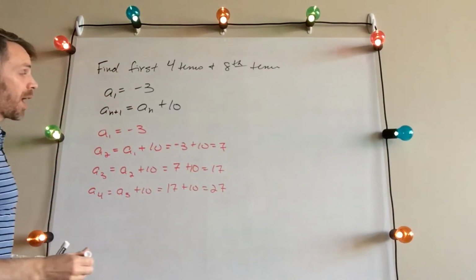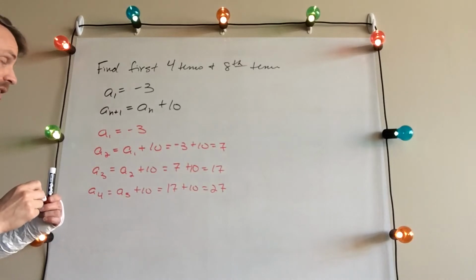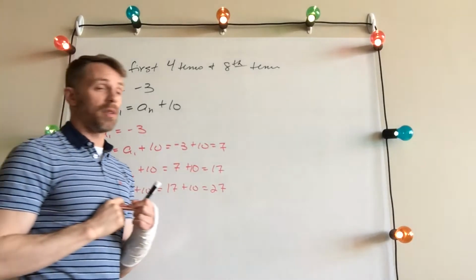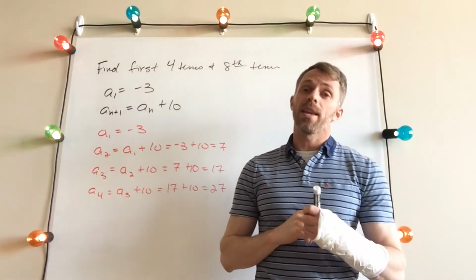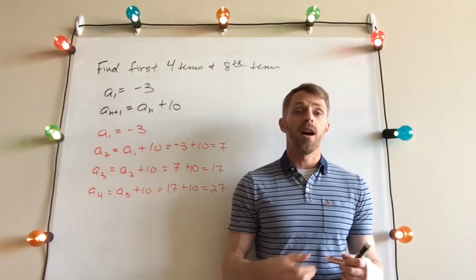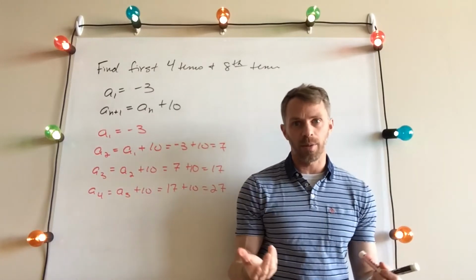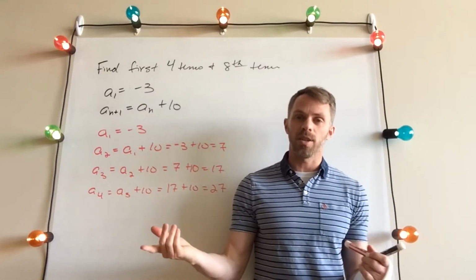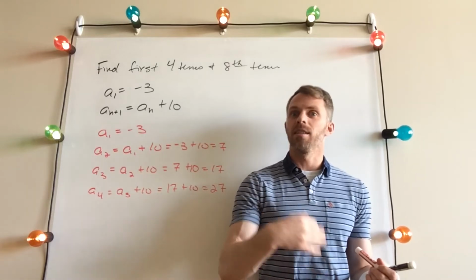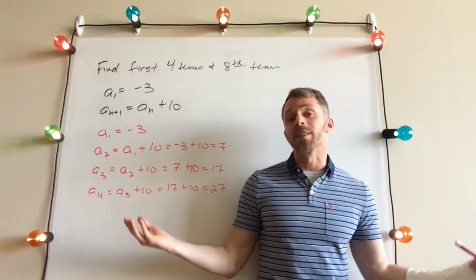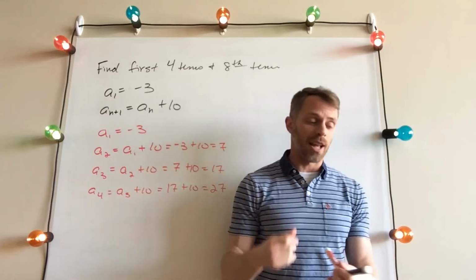Okay, so we were asked for the first 4 terms and then the 8th term. Well, this is a recursive rule. We can't find the 8th term right away if we only have the recursive rule, unless we wanted to try to write the explicit rule from here. We're not going to do that just yet. We'll maybe worry about that in our next math lesson. So seniors, you don't have to worry about that. Juniors and sophomores will eventually get there.